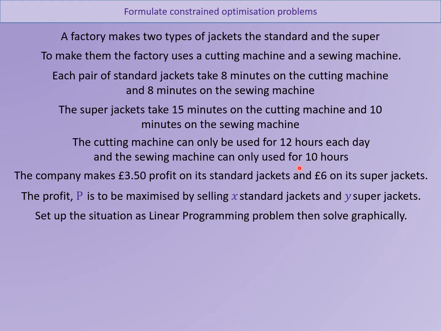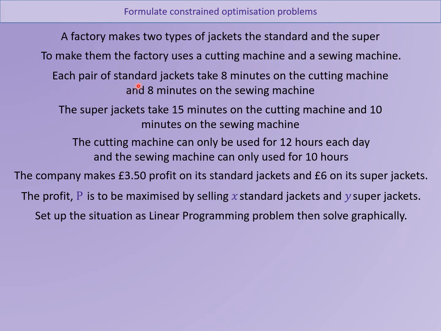So the inequalities I would probably recognise first of all is, if you have a look, it says each pair, just going through the actual equations, factory makes jackets, standard and super. So the number of standard jackets could be X, the number of super jackets could be Y, just to save us, and it says that here. X standard jackets and Y super jackets. So using that, factory uses a cutter machine and a sew machine, so these might be something that's constraining us.